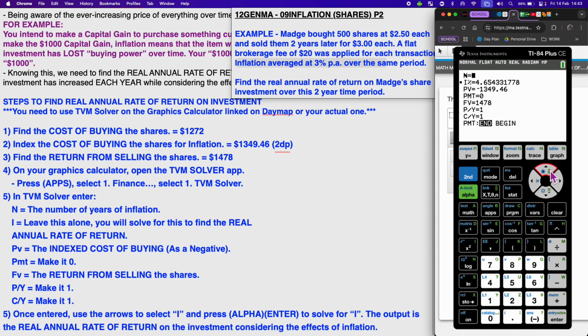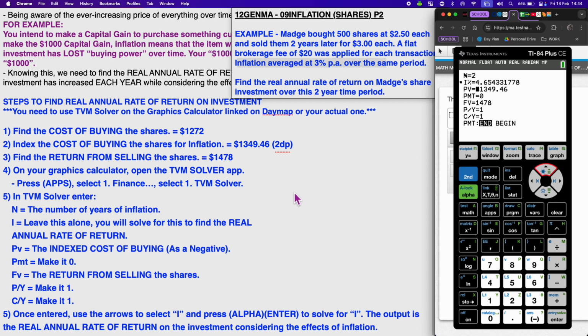with all this information? So what is that telling you? If my money grew to 1478 and considering inflation, it cost $1,349.46 to buy the shares, considering inflation, my money only grew by 4.65%, which isn't as much as it would have been. Would the percentage be higher if I went from 1272 to 1478? That's a bigger growth, but it's not realistic, because realistic is acknowledging that actually the cost of buying it would be higher in 2 years.